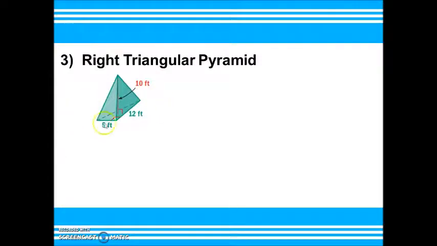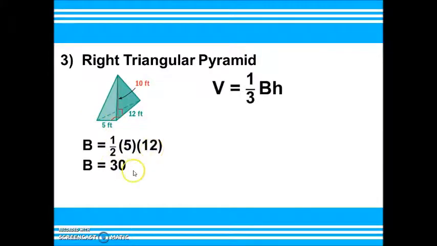And so when we look at just the base here on the bottom, we're going to use 5 and 12 as the base and height of the triangle itself. So to get the area of just the triangle on the bottom, I'm going to do 1/2 of 5 times 12, which is going to give me a total of 30. The height of the pyramid is going to be 10 feet.